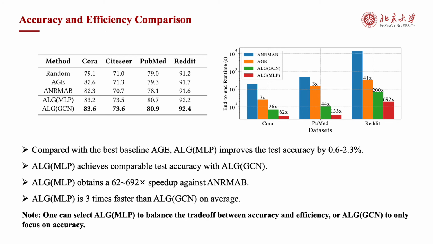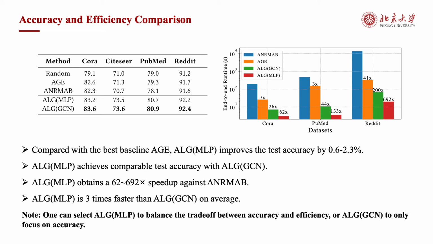We also present the performance and runtime of each method. In the table, we show the model performance after labeling 20K instances, where K is the number of classes in the dataset. For example, we label 140 nodes on Cora because Cora has 7 classes. You can see that compared with the best baseline AGE, ALG MLP improves the test accuracy by 0.6 to 2.3%.